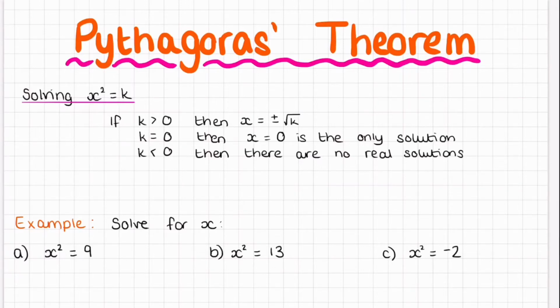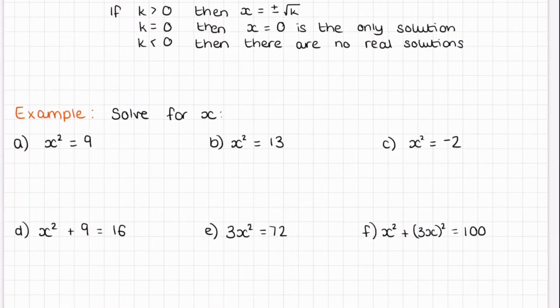So let's have a look at some of these examples. First of all, we have x squared equals 9, and we want to solve that. What most of you will say is that equals 3. And you're right, but you are only half right. Using that first rule, if k is greater than 0, then x equals plus or minus the square root of the number. We know the square root of 9 is 3, so x will equal plus or minus 3. It doesn't just equal positive 3, because negative 3 times negative 3 also equals 9.